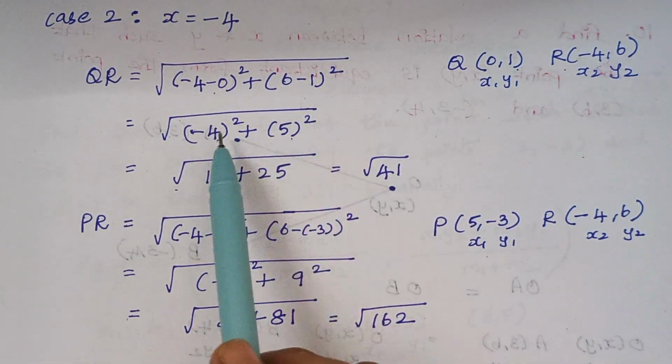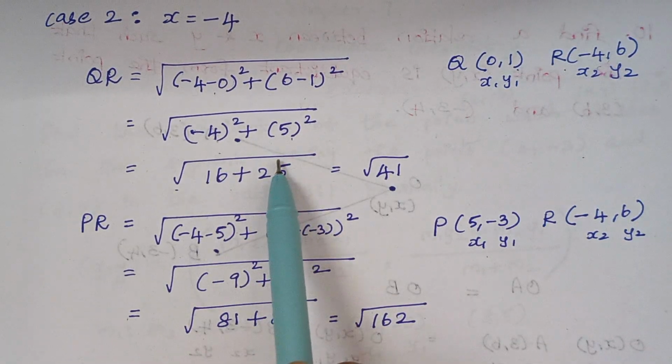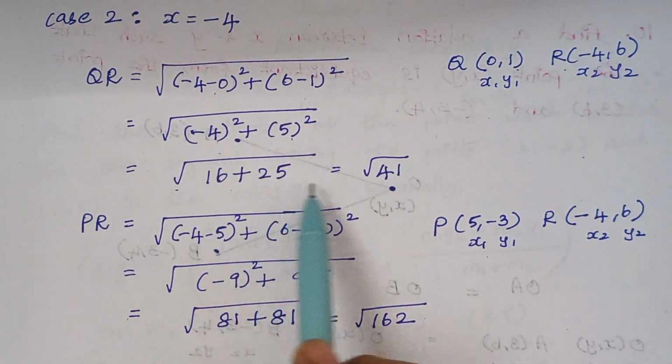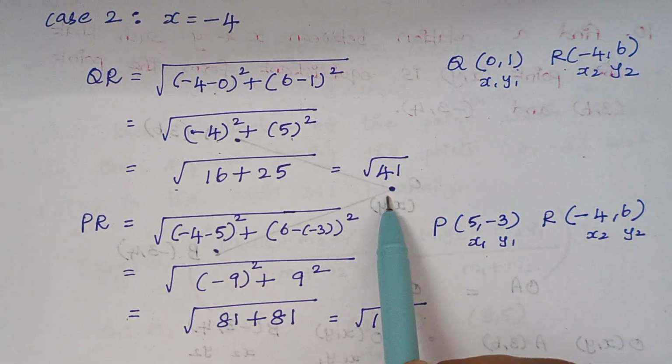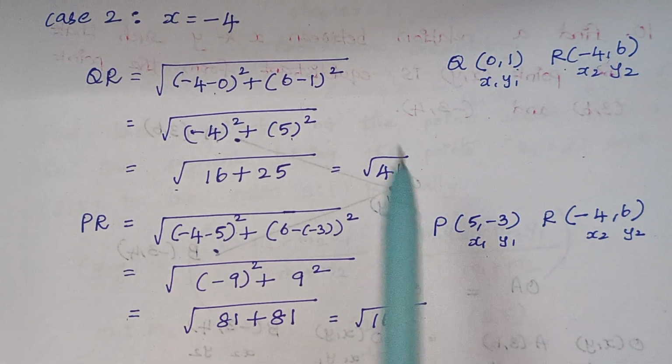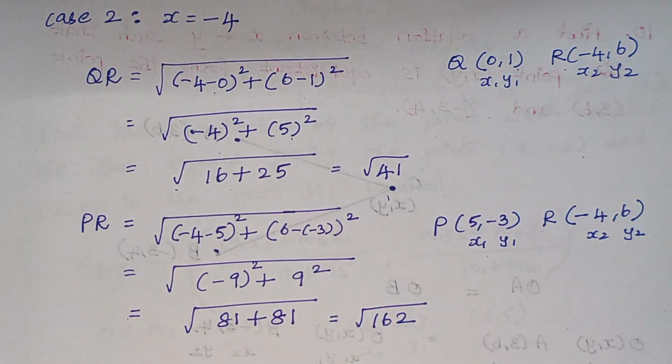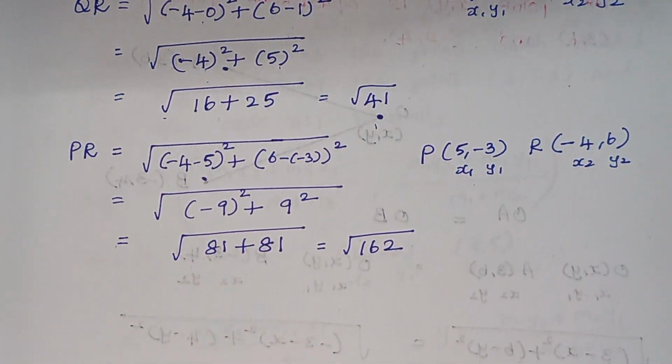Right, 5 square. So 4 square is 16 and 5 square is 25. When you add, finally you get the answer as root of 41. Okay, this is my distance QR when the value of x is minus 4. Next, we are going to find the value of PR.